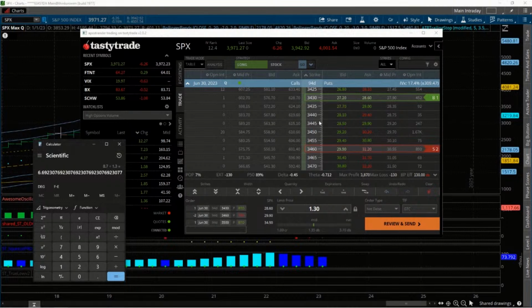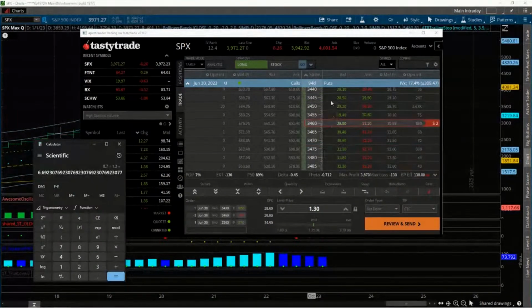So that's why I really like debit broken wing butterflies, because they have that forgiveness factor: if you have the direction right on the move, but let's say volatility really spikes and moves you past your strikes, meaning all of them go in the money, a debit style broken wing butterfly where the debit spread is wider than the credit spread still allows for a profit.